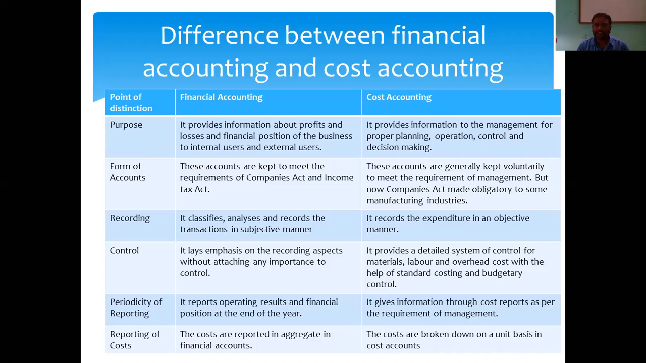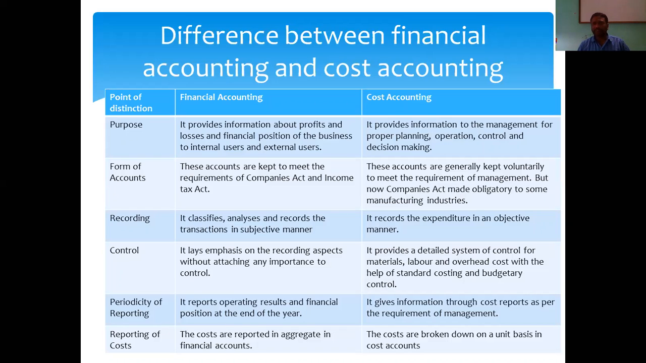And next, recording. It classifies, analyzes, summarizes, and interprets the data by using some principles. And it records the expenditure in an objective manner. So in the cost accounting, we are going to know the various costs, like fixed cost, variable cost, semi-variable cost, direct expenses, indirect expenses, like that. The expenditure we are going to know by using the cost accounting.